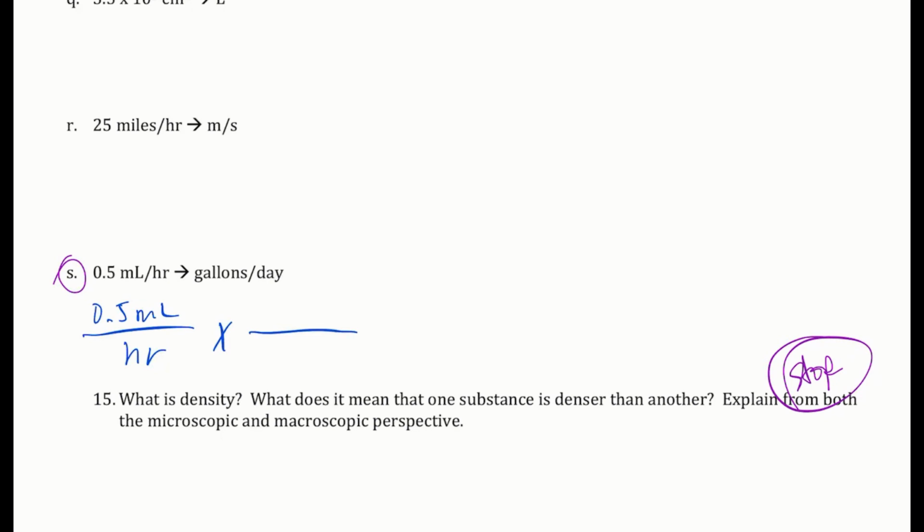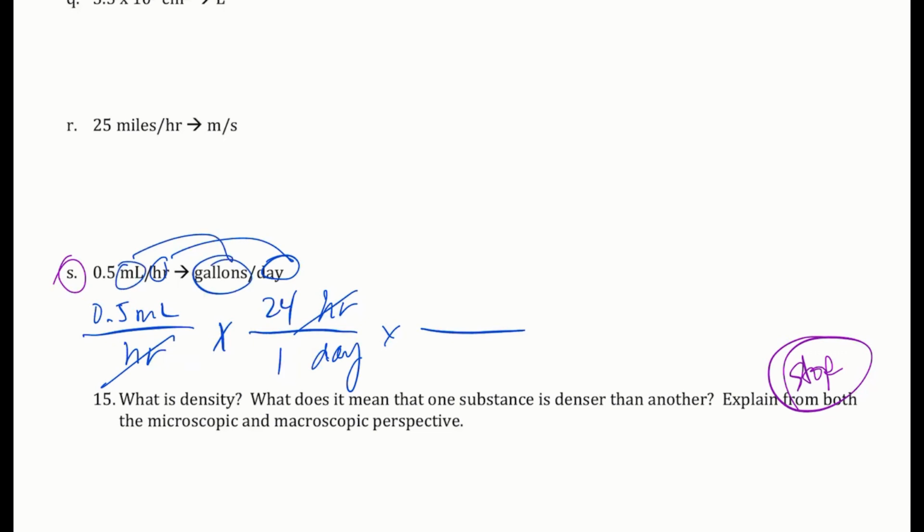So if I need to go from hours to days, I need hours to cancel, so it's going to go up here. Do I know the relationship between hours and days? I sure do. And then now I need to get my mils to gallons. Mils to gallons. So milliliters to liters, I know that, 10 to the 3rd milliliters for every 1 liter. And then I know that there are 3.785 liters for every 1 gallon. And gallons per day, yes?